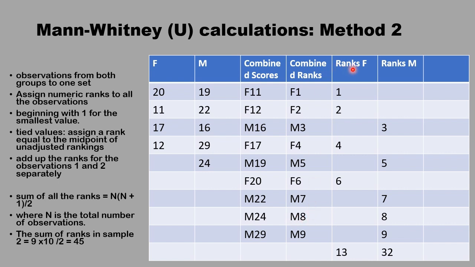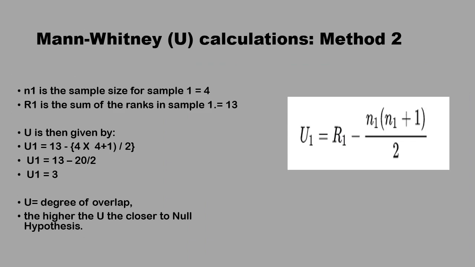And then we take all the ranks for the females, that's number 1 and number 2 and number 4 and number 6, and add them separately. That will bring the sum of ranks for the females to 13, and we do the same for the males. The sum of the ranks will be 32. So the sum of the 2 together is 45. These are the sum of all the possible ranks for the males and the females. That's the first step.